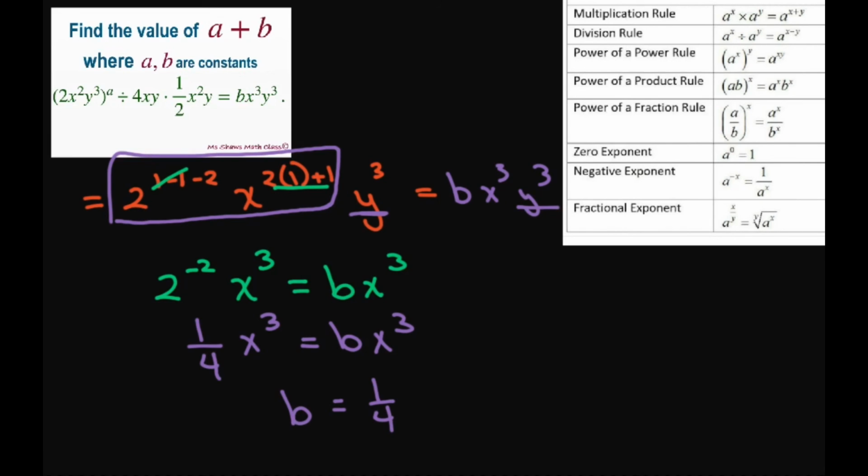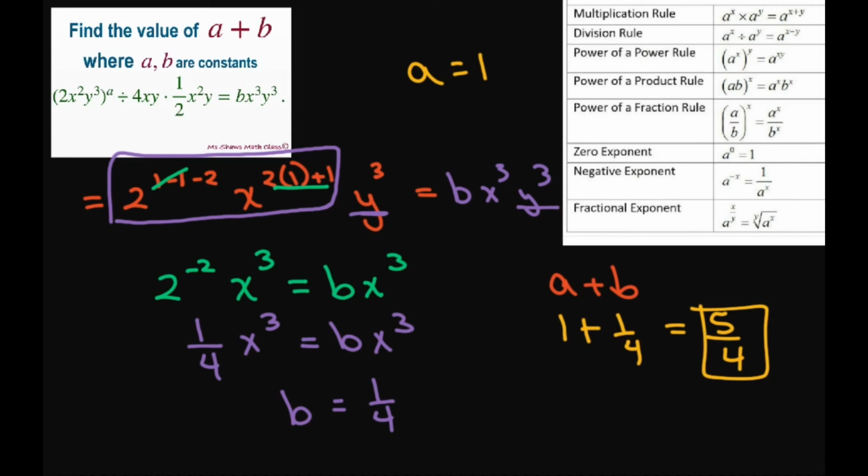And now we have to find a plus b. So that's going to be 1 plus 1/4, because my a was 1, and this is going to equal 5/4. And that's your final answer.